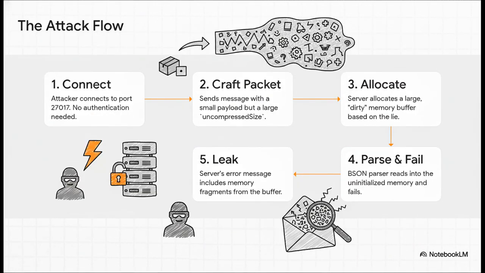So let's walk through the full attack, step by step. 1. Attacker connects. No login, nothing. 2. They send that malicious packet with the big lie in the uncompressed size header. 3. The server, bless its heart, believes the lie. It allocates a huge chunk of dirty memory full of leftover data from previous operations. 4. And this is the clever part. MongoDB's data parser, called BSON, starts reading. It reads the tiny valid payload and then just keeps on going, right into all that junk memory. And 5. The parser eventually hits something it doesn't understand and crashes. But in the error message it sends back, it helpfully includes what it thought were field names, which is actually the leaked memory. Game over.